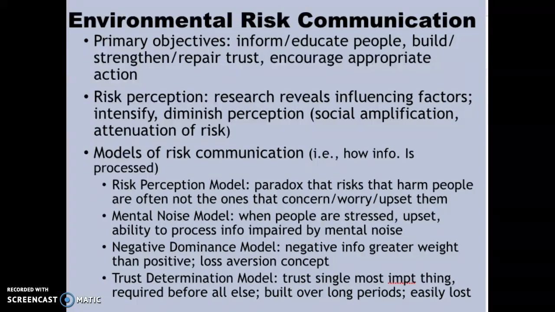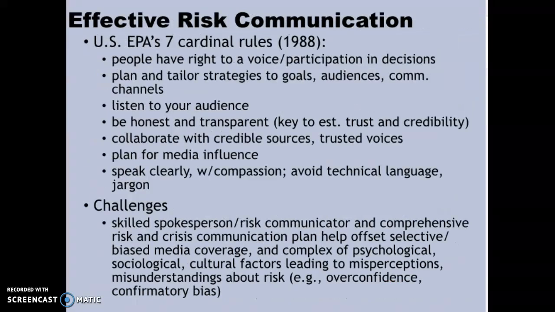And there are a few different models that talk about this. The example I just gave is the risk perception model. There's also a mental noise model. When people are stressed, they can't take in a lot of information. There's a negative dominance model, which means that people listen to the negative information more than the positive information. And there's also the trust determination model. That goes back to the conversation about having a trusted messenger. No matter how good the message is, if it's delivered by someone who's not trustworthy, it's not going to get through to the public. So there are 7 cardinal rules that EPA has provided for risk communication.